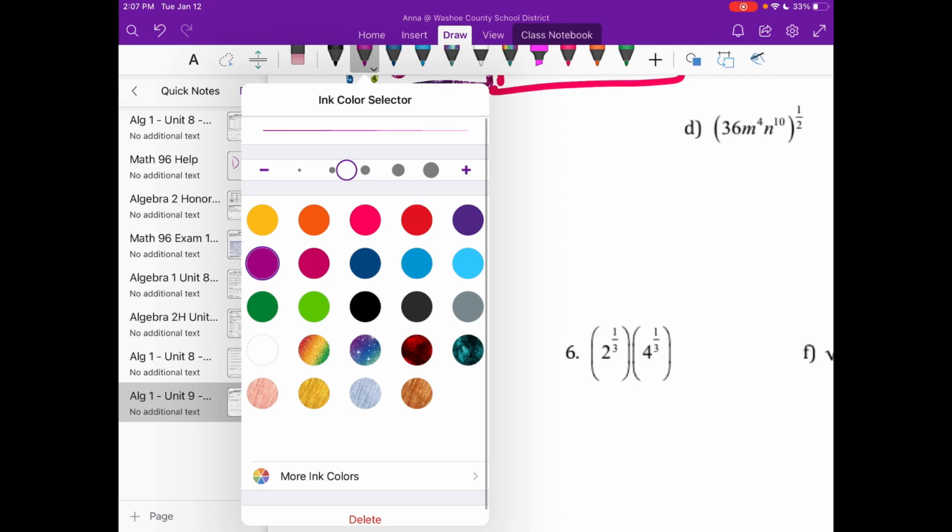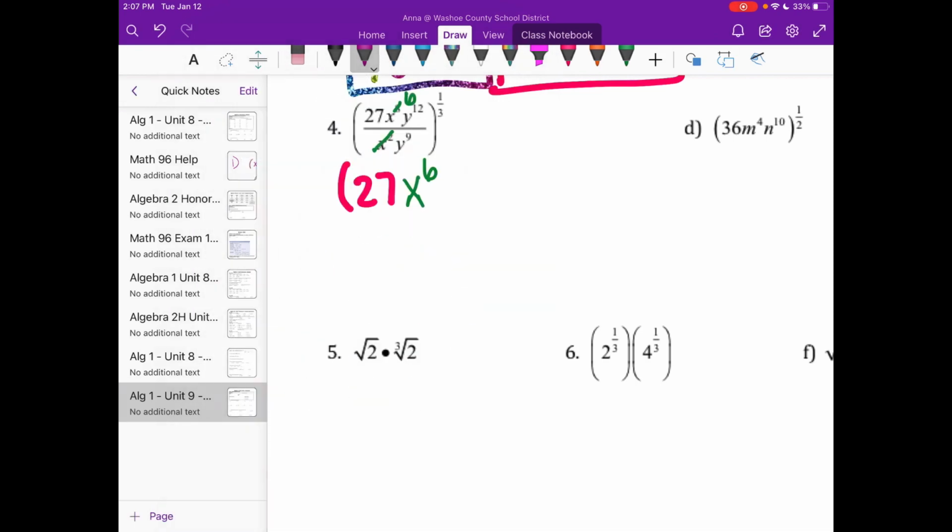And I'm going to do the same thing with the y's, because look at that. I've got 12 y's on top and 9 y's on the bottom. So I'm going to go ahead and take away 9 y's on the bottom and 9 y's on the top. So that means I have y to the 3rd left times 1/3.